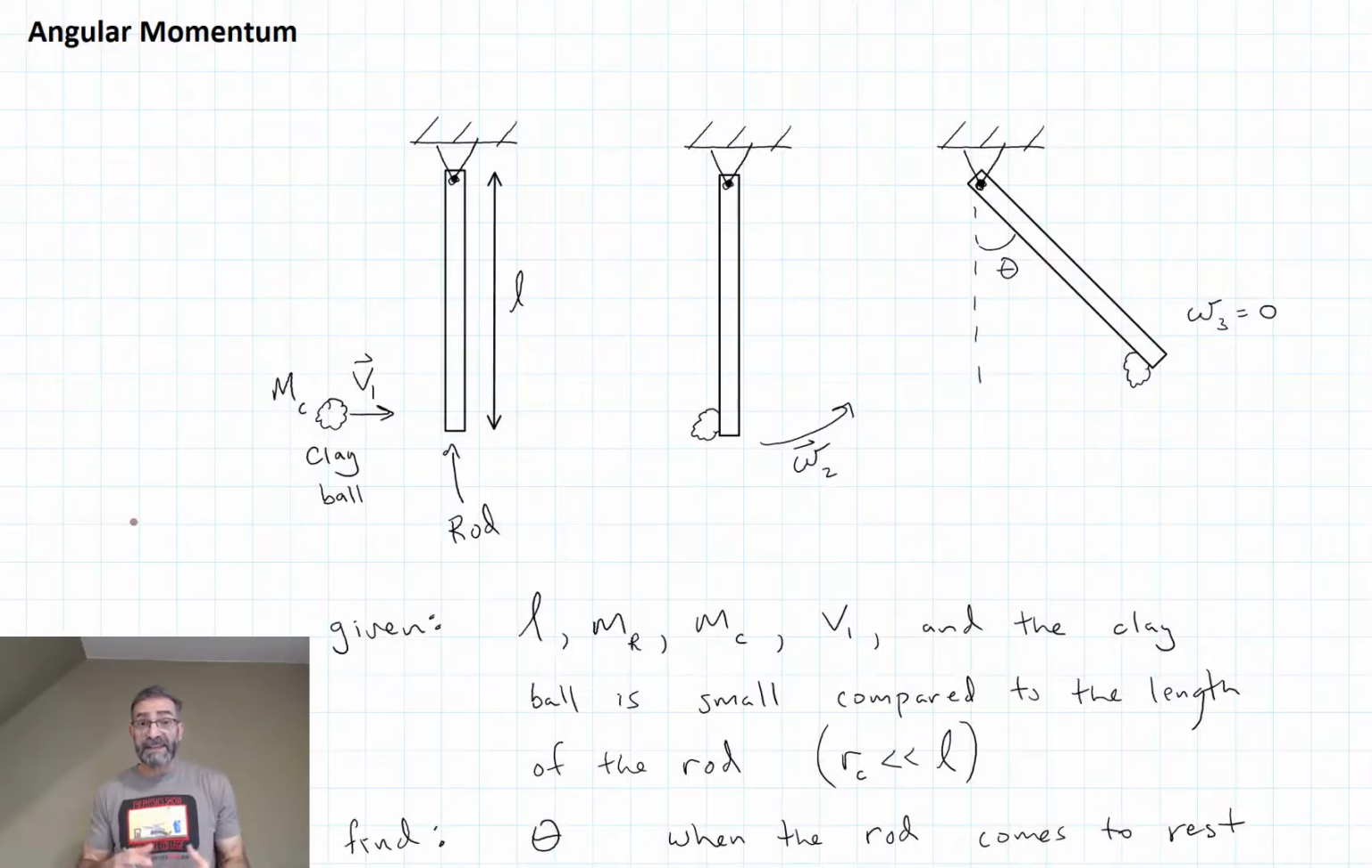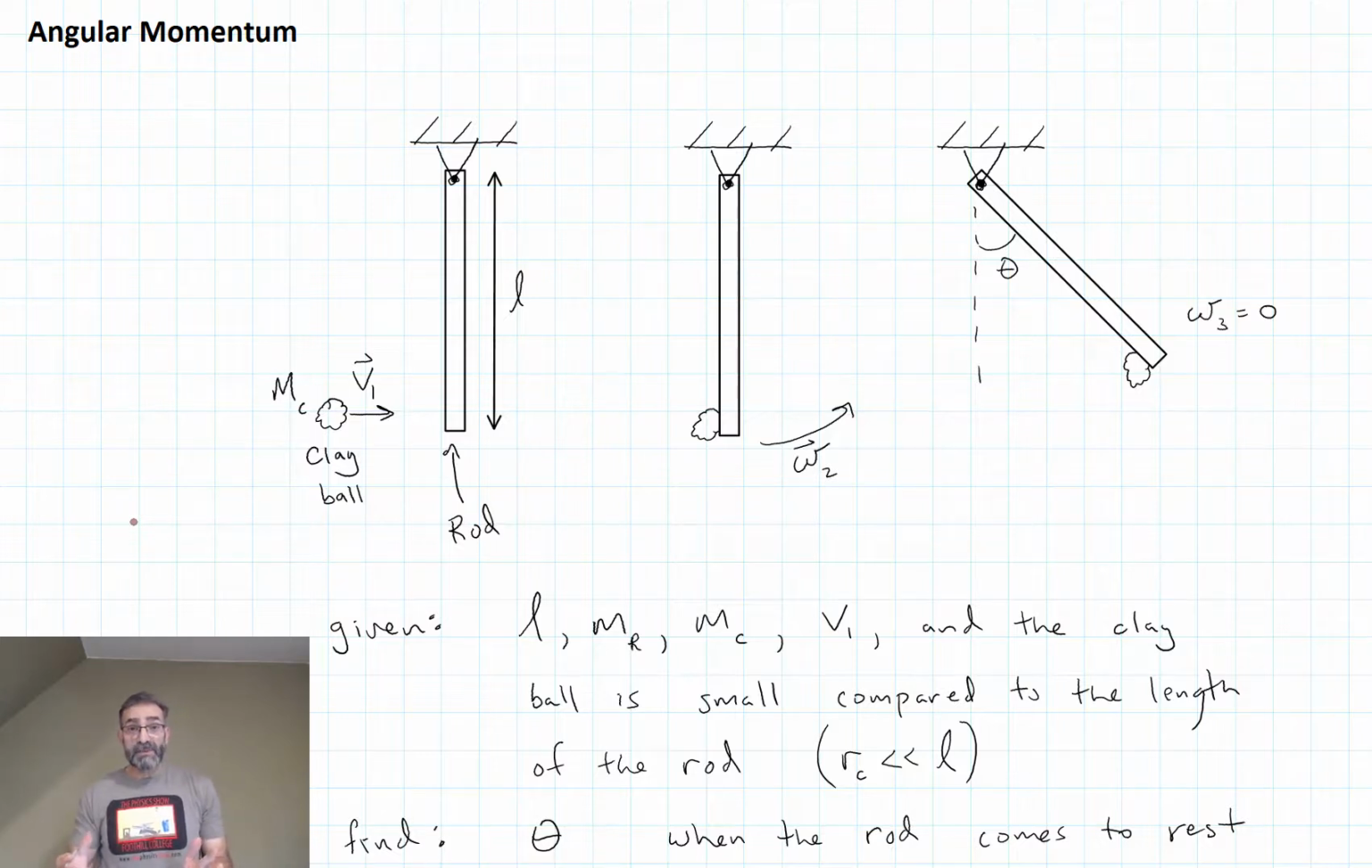So if we were given the initial speed of the clay ball, the mass of the clay ball, the length of our rod, and the mass of the rod, and we're going to treat the clay ball as being very small compared to the length of the rod, so we can treat the clay ball as a point mass. We want to find the final angle. When this thing rotates up and just comes to rest momentarily, what angle does the rod make with the vertical? So we're going to try to find theta.